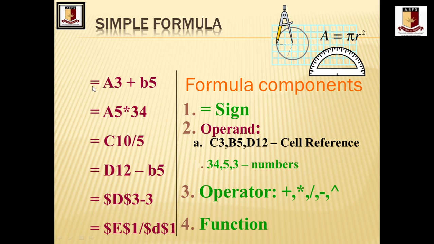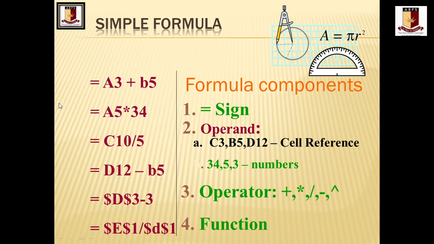The first one is A3. This A3 means column A and row number three. This is the reference of a cell, and which cell? A3. And how are these cells formed? The cells form when the column and row intersect. In an Excel sheet, every cell has a unique reference, or we can say a unique address.